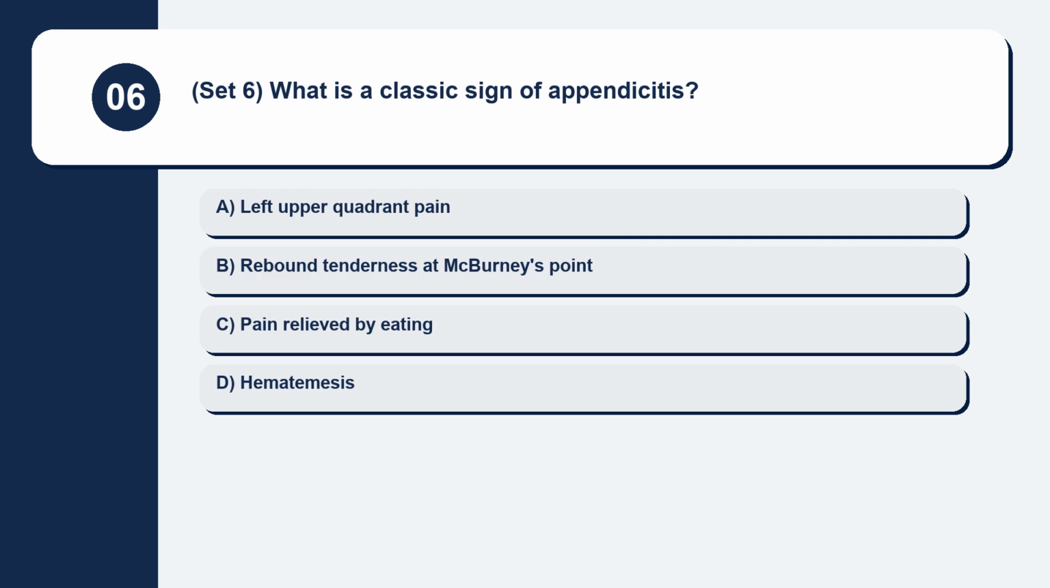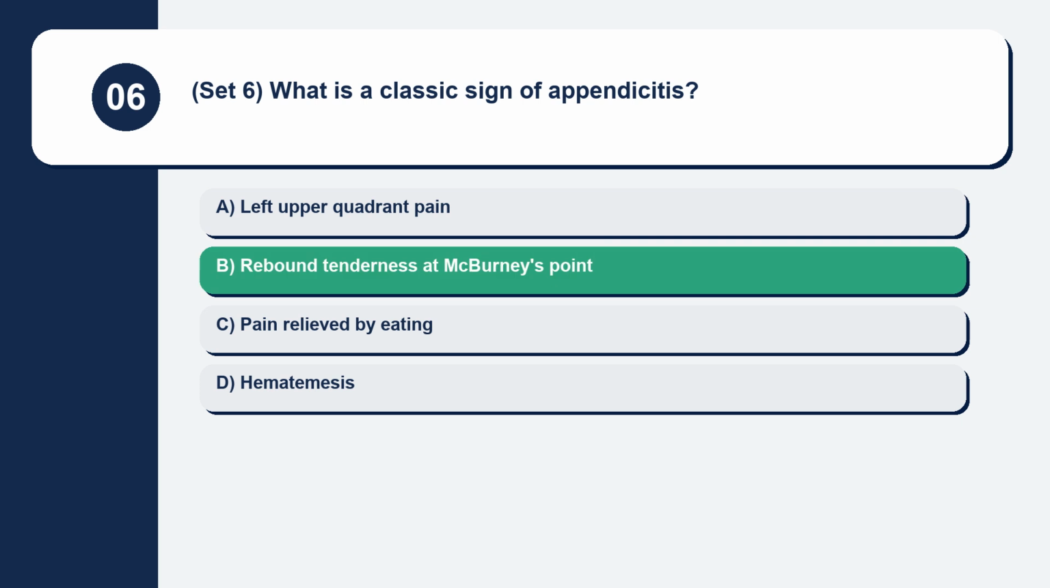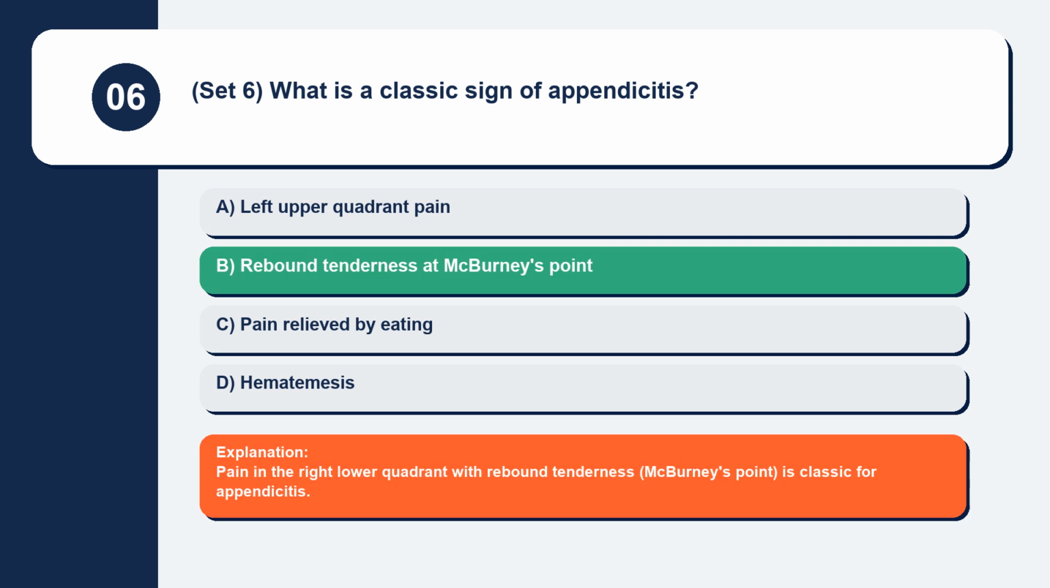Question 6, Set 6. What is a classic sign of appendicitis? Left upper quadrant pain, rebound tenderness at McBurney's point, pain relieved by eating, hematemesis. Pain in the right lower quadrant with rebound tenderness, McBurney's point, is classic for appendicitis.